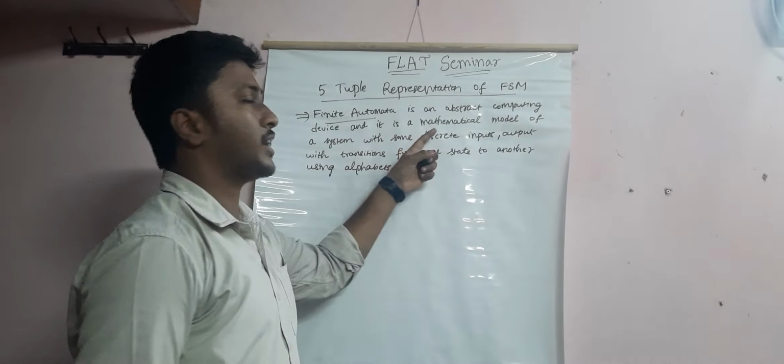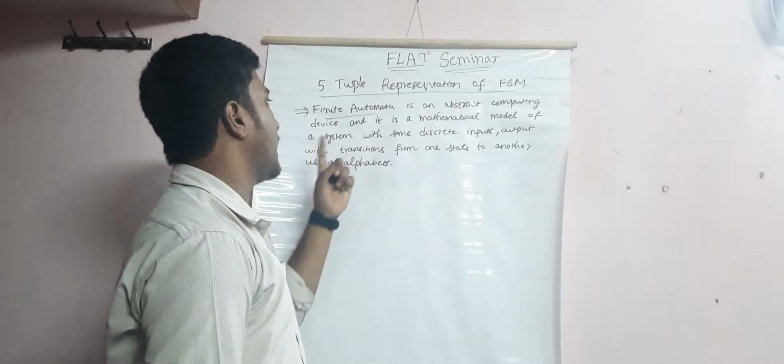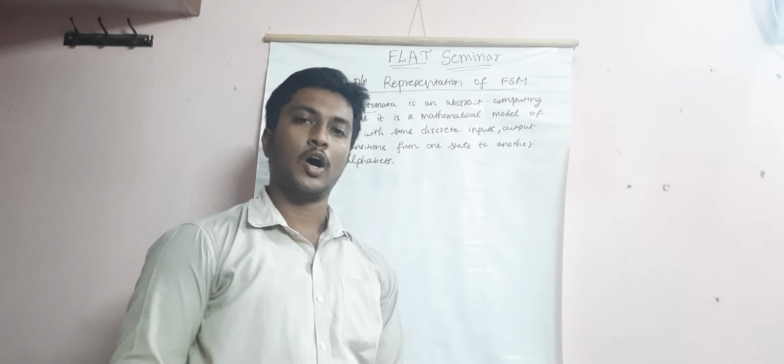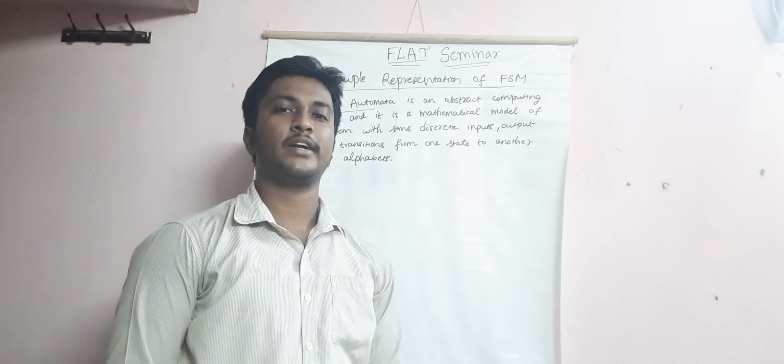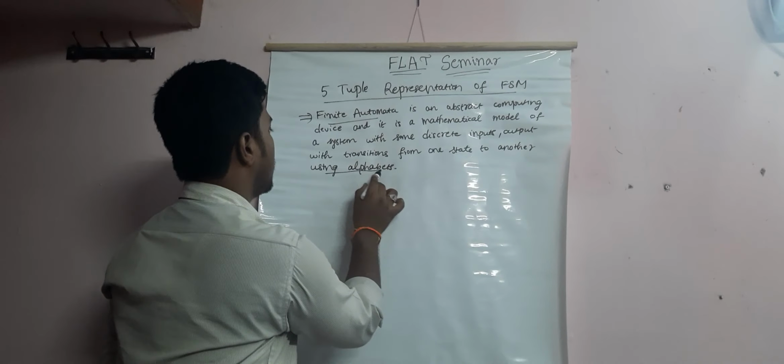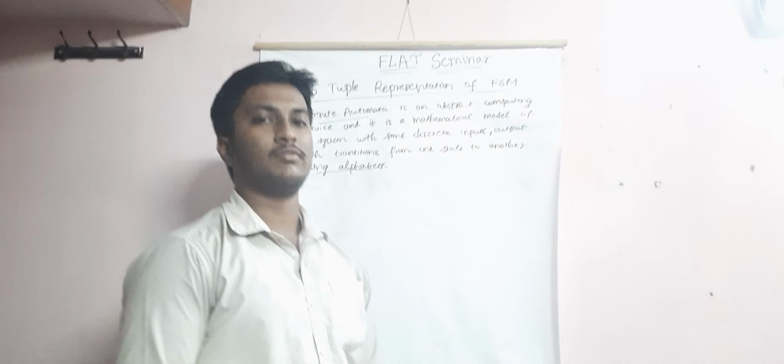So finite automata is an abstract computing device and a mathematical model of a system which has some discrete inputs, outputs, and also the transitions are done from one state to another state by consuming the input symbols. They are also known as alphabets.